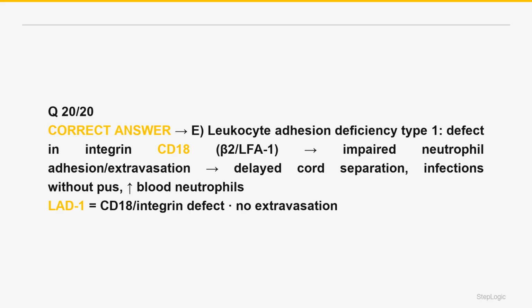The clinical triad is classic and explained by that single defect. Delayed separation of the umbilical cord beyond 30 days, because neutrophil-mediated tissue remodeling is impaired, is the signature clue. Recurrent bacterial skin and mucosal infections occur without pus, because neutrophils cannot reach the tissue to form pus, and with poor wound healing. And because the neutrophils are stuck in the circulation, unable to marginate and exit, the blood shows a markedly elevated neutrophil count, leukocytosis. The CD18 integrin defect causing failed neutrophil extravasation, delayed cord separation, plus recurrent infections, and high blood neutrophils is leukocyte adhesion deficiency type 1.